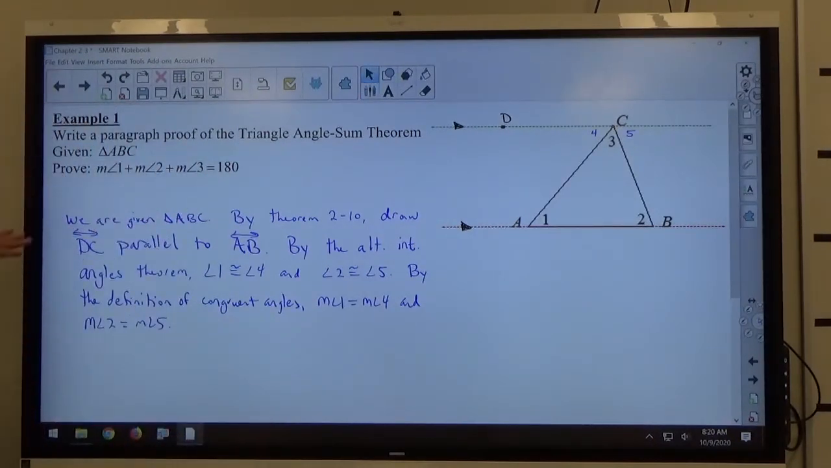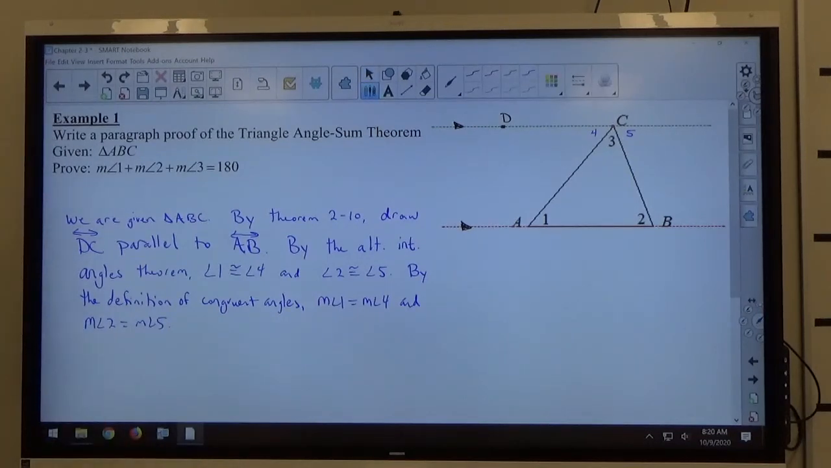Okay. A lot of work just to say that 1 and 4 have the same measure and 2 and 5 have the same measure, but that's the idea of proof. We're going through a logical sequence of hypothesis leading to conclusion to get us to the point we want to get to, which is that 2 and 5 have the same measure and 1 and 4 have the same measure.